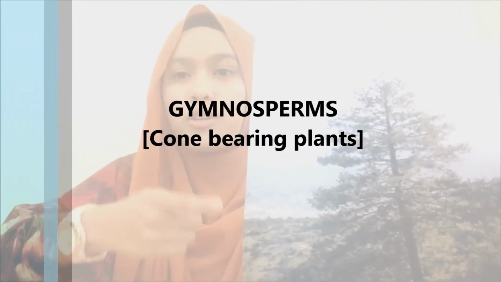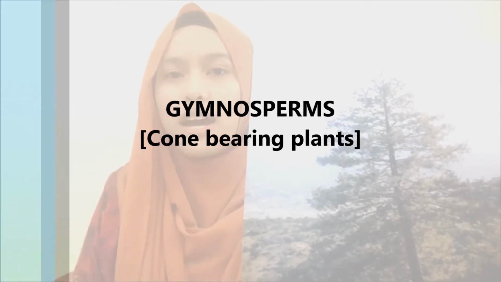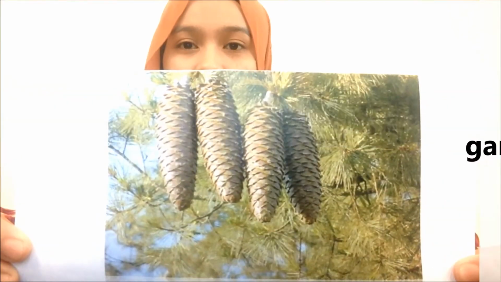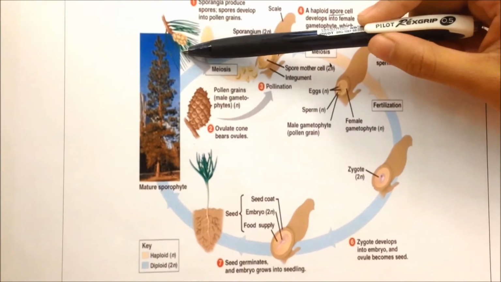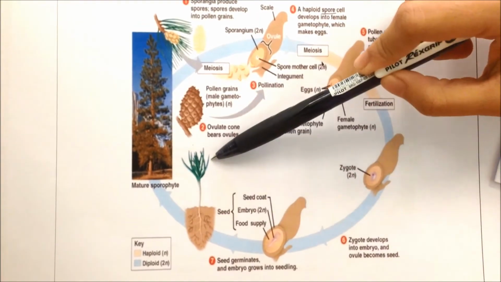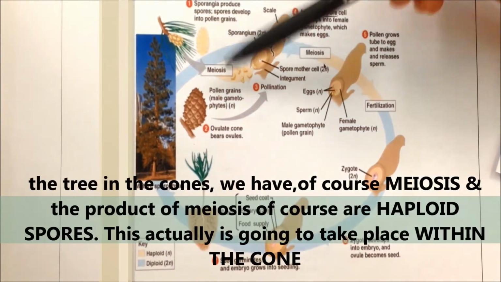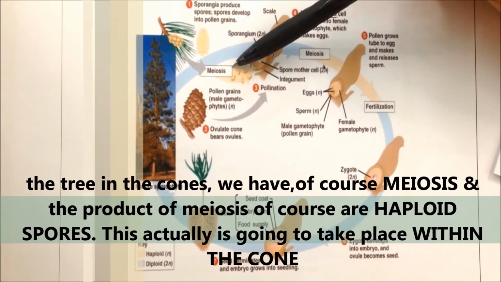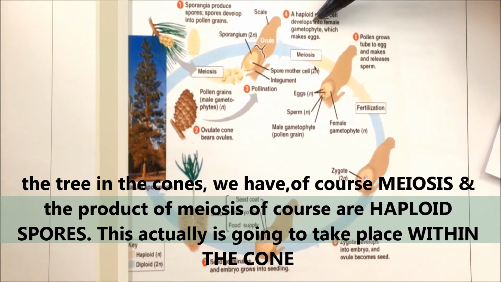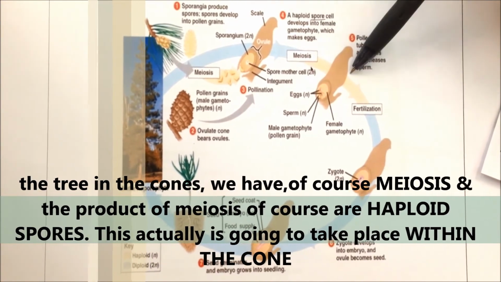So now we've got two more groups to go. Now we're going to talk about the gymnosperms, the cone-bearing plants. When you look at the cone-bearing plants, those are all sporophytes. The gametophyte has gotten smaller still. The gametes are actually hidden inside the cone. So we're going to start again with the phase that you see in nature, the sporophyte. In the tree's cones, we have, of course, meiosis, and the product of meiosis are haploid spores. This is going to take place within the cone.